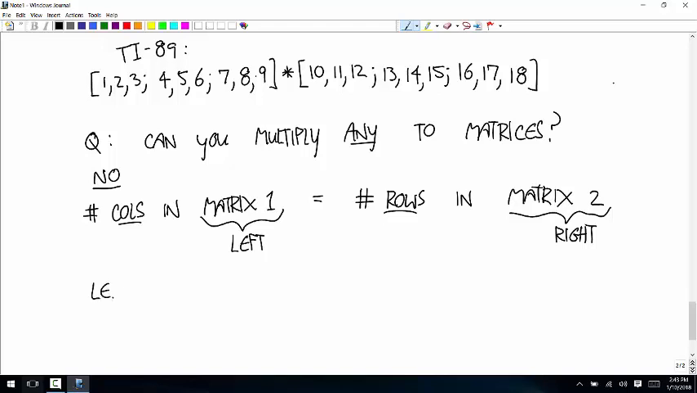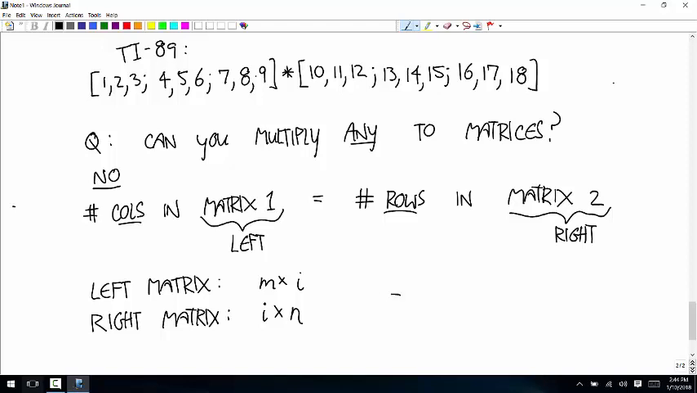So if your left matrix is M by I, so you have M rows in your left matrix and I columns, and your right matrix is I by N, then if you multiply those, what are going to be the dimensions of your output matrix? Yep, M by N.